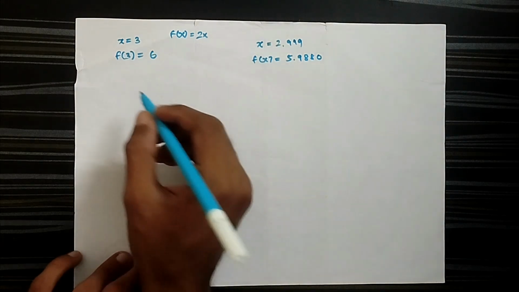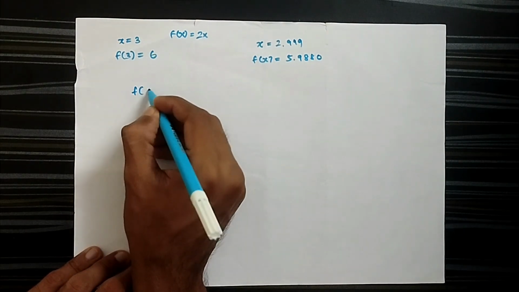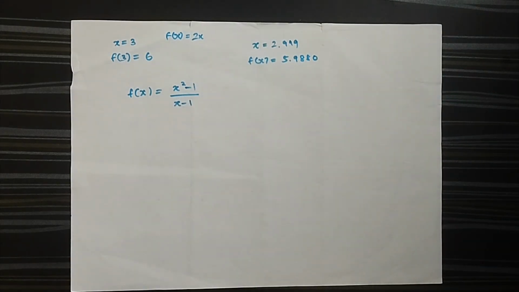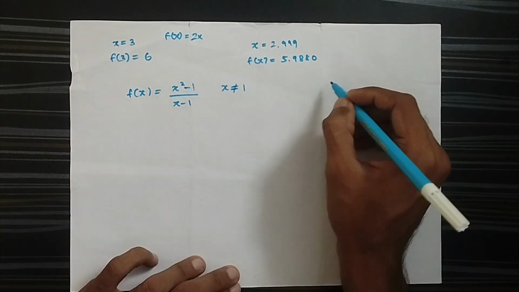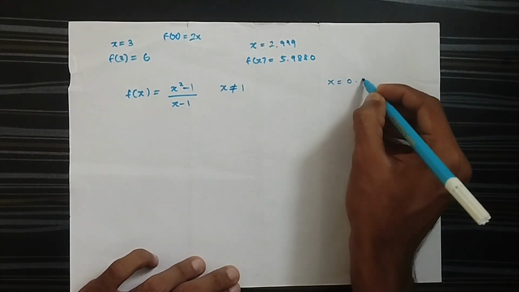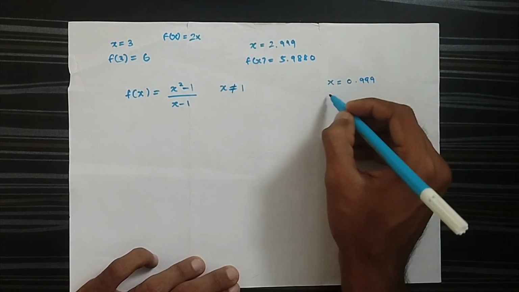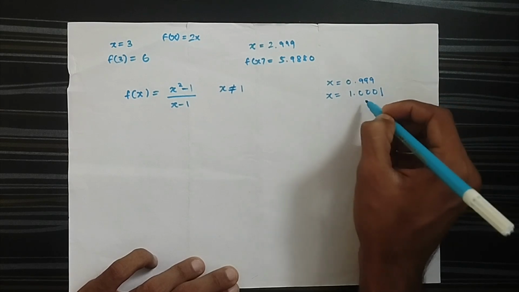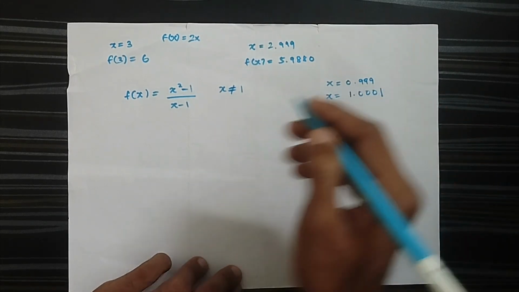I'll give you an example: a function f of x equal to x square minus 1 divided by x minus 1. So this is a rational function. What is the condition of a rational function? The denominator cannot be equal to 0. In which case will the denominator be equal to 0? f of x is not defined at 1, but x can be 0.999, which is really close to 1, or x can be 1.0001. This is also really close to 1.